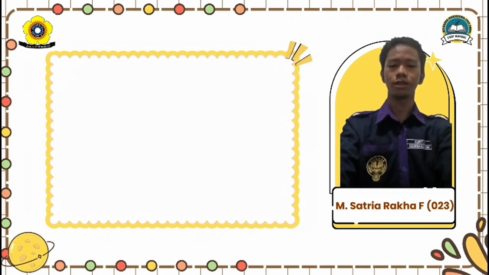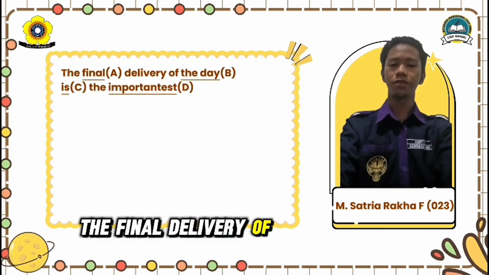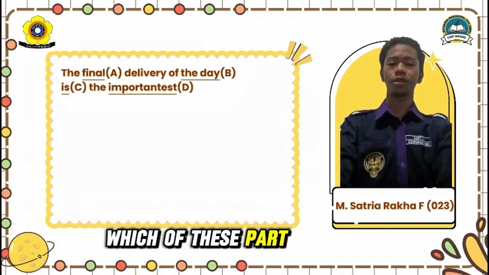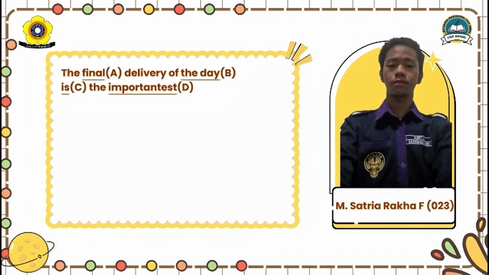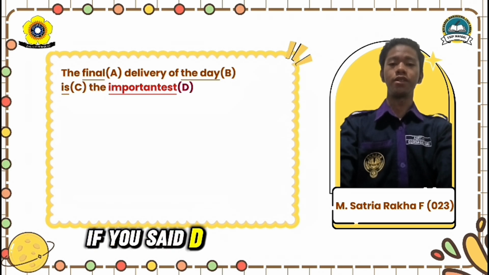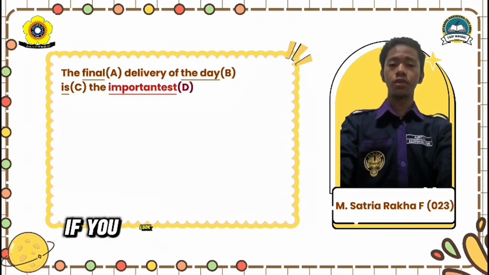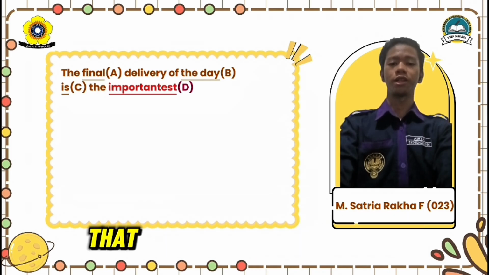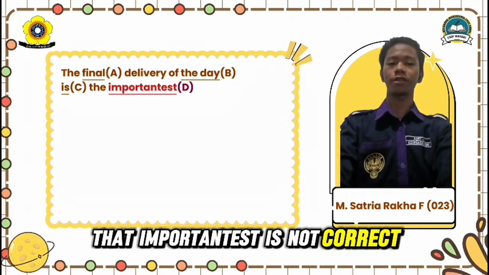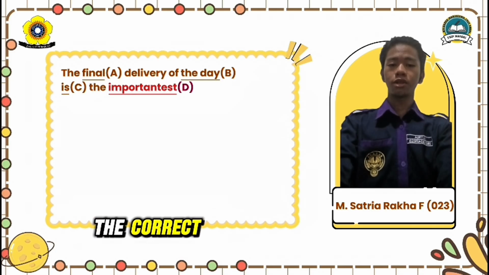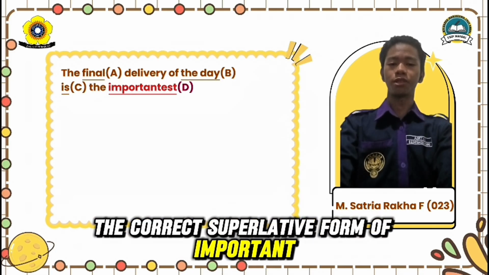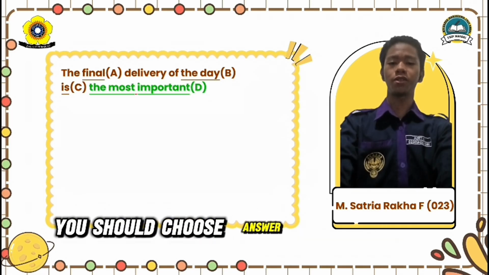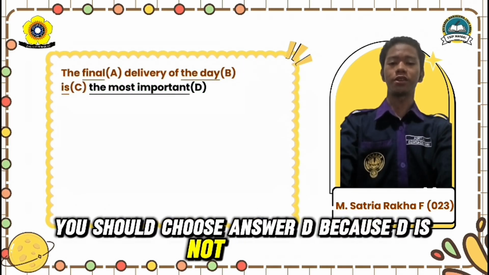Example 1. The final delivery of the day is the importantest. Which of these part is wrong? If you said D, then you are correct. If you look at the underlined words in this example, you should notice immediately that importantest is not correct. The correct superlative form of important is the most important. Therefore, you should choose answer D because D is not correct.